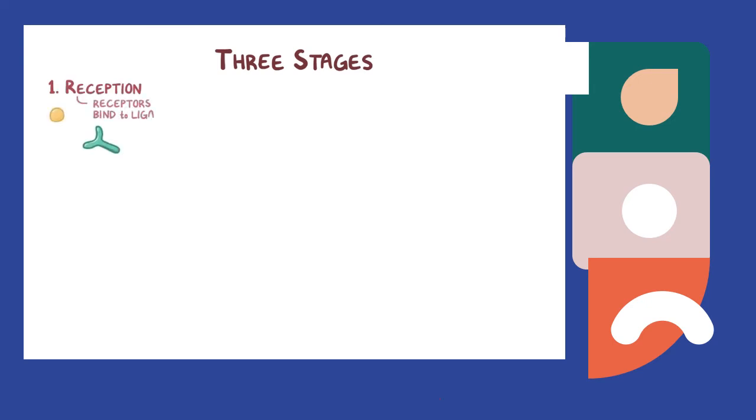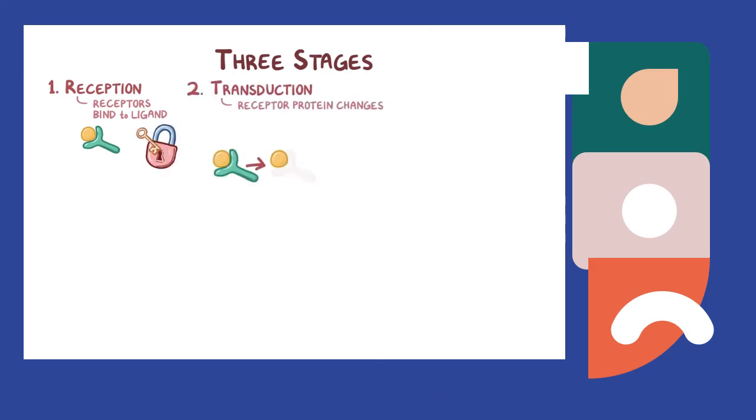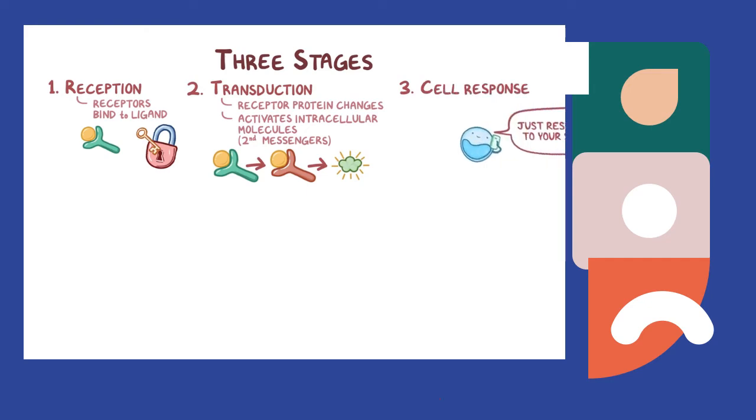We can think of the cell signaling pathway in three stages. The first stage is reception, which is when the target cell's receptors bind to a ligand. It's like a key fitting into a lock. Then there's transduction, which means that the receptor protein changes in some way, and that activates intracellular molecules, the second messenger. The third stage is the cell's response to the signal.